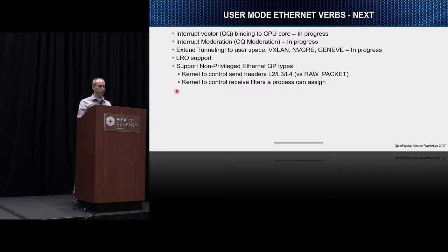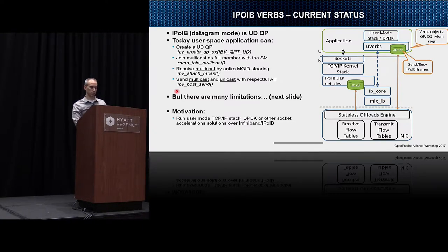Okay, moving on to the IP over IB verbs and what we would like to do there. I'll start with the current status. On the right here, we see the stack structure. It's pretty similar to the figure I had in the ULP talk, but I've added here the user mode stack.